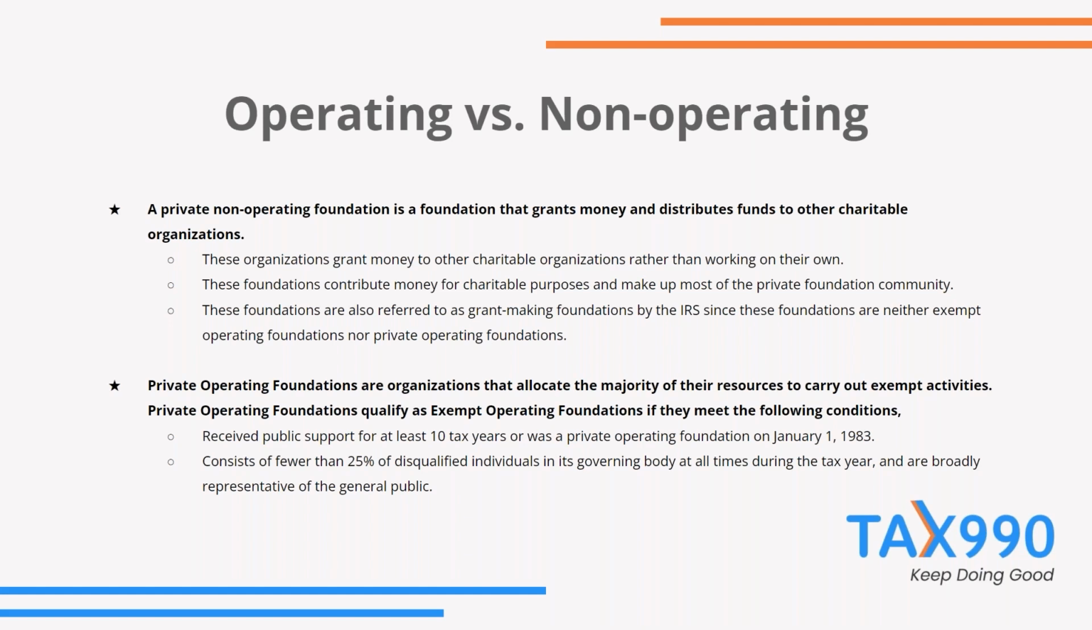A private operating foundation is an organization that allocates the majority of its resources to carry out exempt activities. Private operating foundations qualify as exempt operating foundations if they meet the following conditions. They receive public support for at least 10 tax years, or were a private operating foundation on January 1st, 1983, and consist of fewer than 25% disqualified individuals in the governing body at all times during the tax year, and they're broadly representative of the general public.